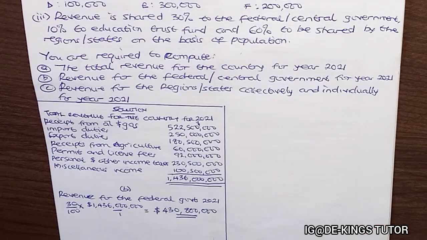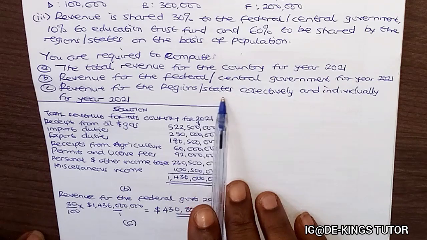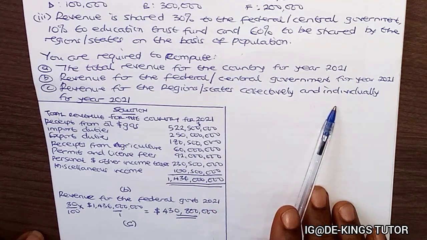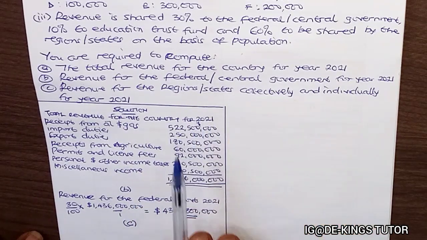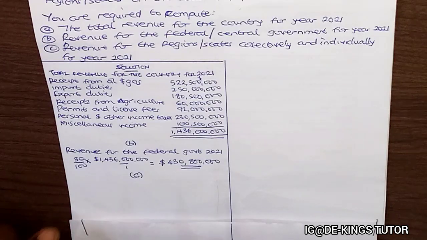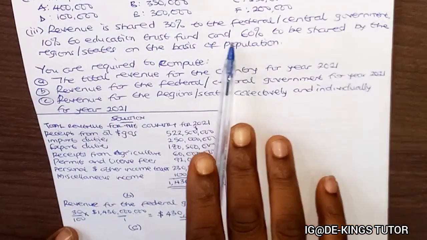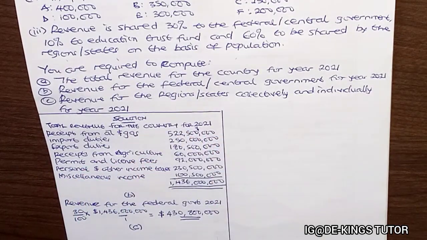And that's for B. Now for C, it's the revenue for the regions/states collectively and individually. So we're going to do it collectively, how much is entitled to them, and also do it individually. Collectively, you see here they said 60% will be shared by the regions, so that's collectively 60% to the regions on this total revenue.